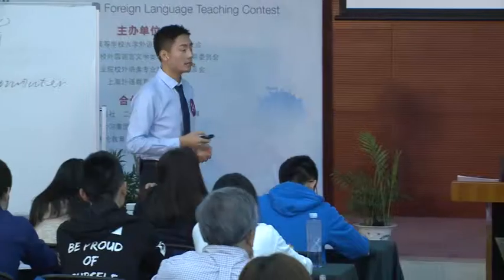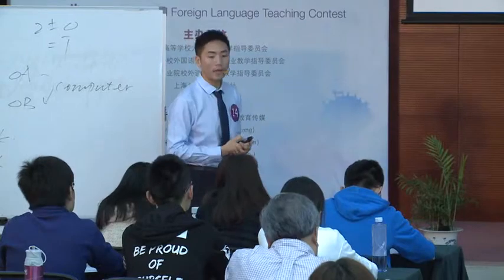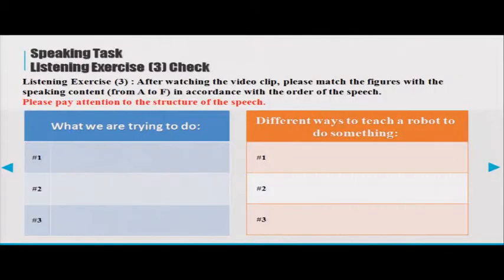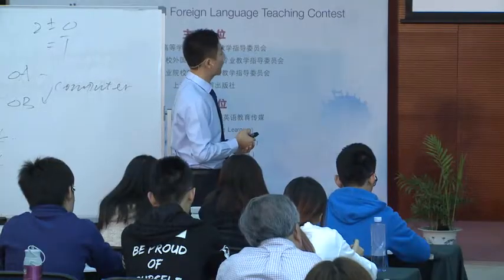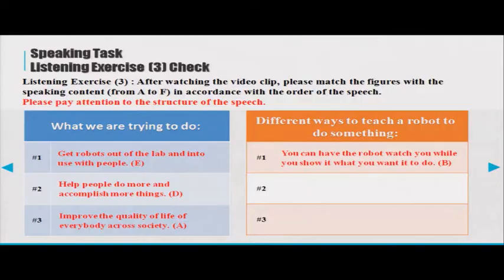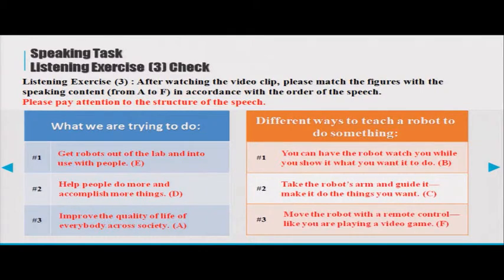Okay, now let's have a check. So for chart 1, number 1, which letter? E. Okay, number 2? D. Okay, dog. Number 3? A. Right. Now, chart 2, number 1? Boy. B. Okay, number 2? C. Okay, and last one? F. Okay, excellent.